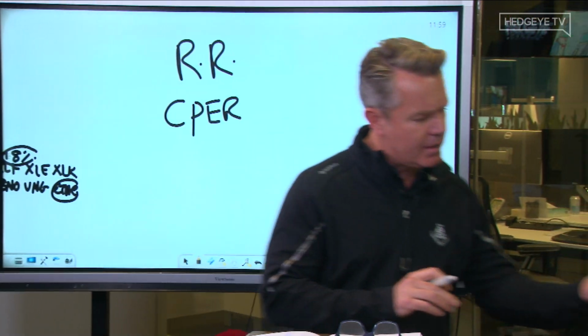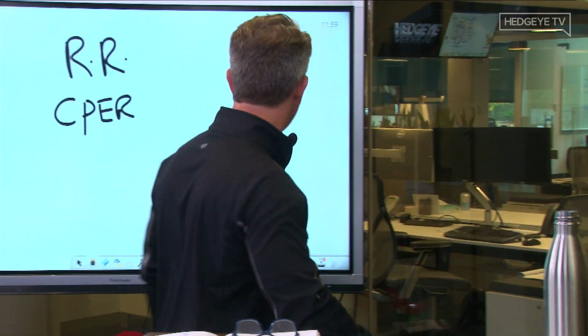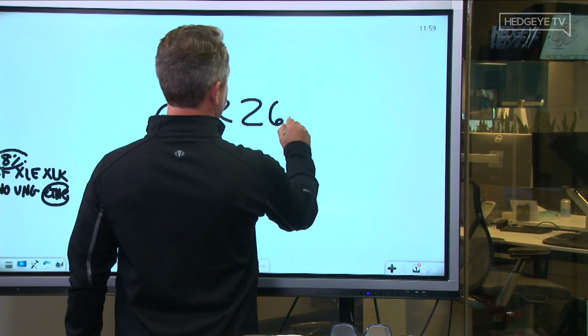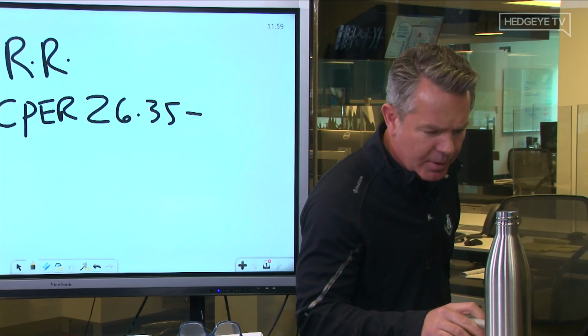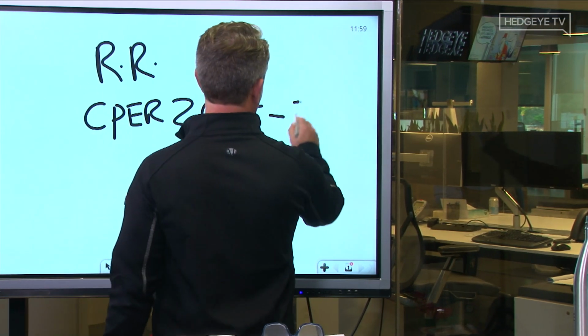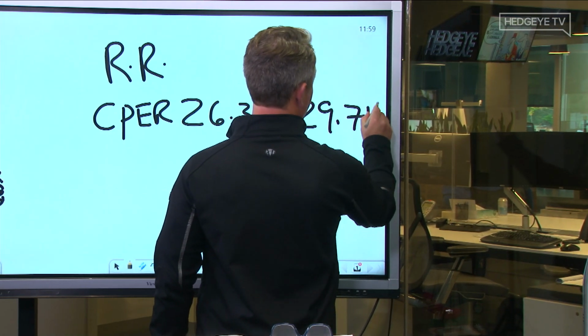is 26.35. And the top end of the risk range on CPER is 29.74.